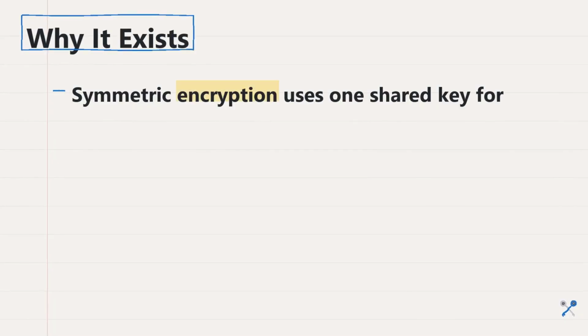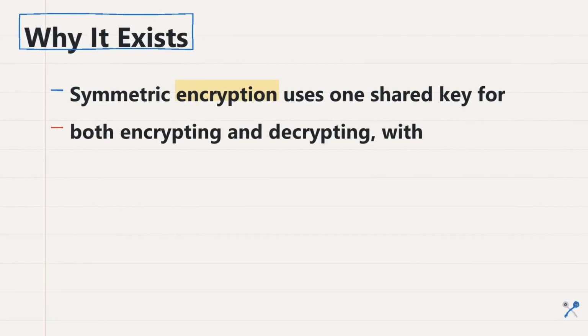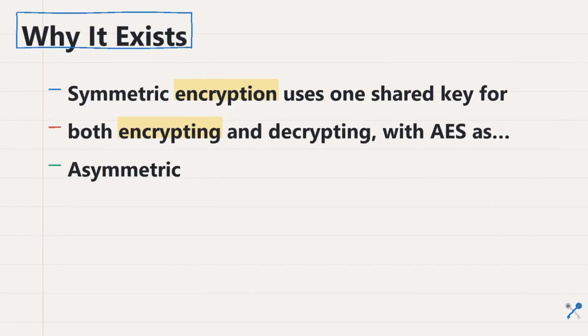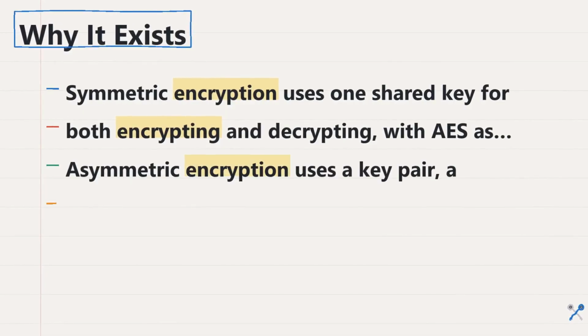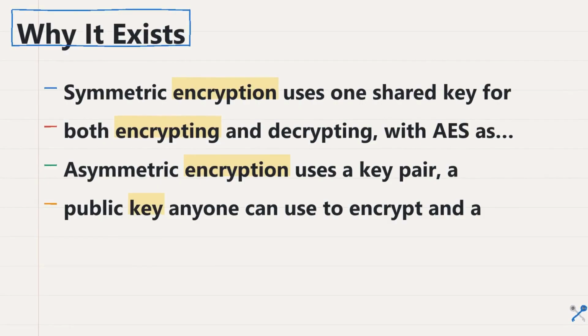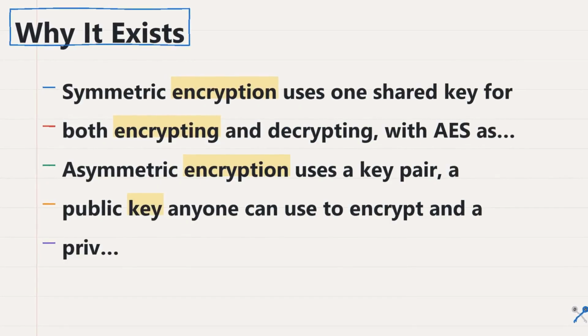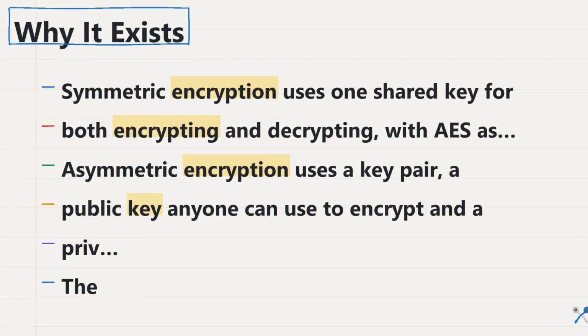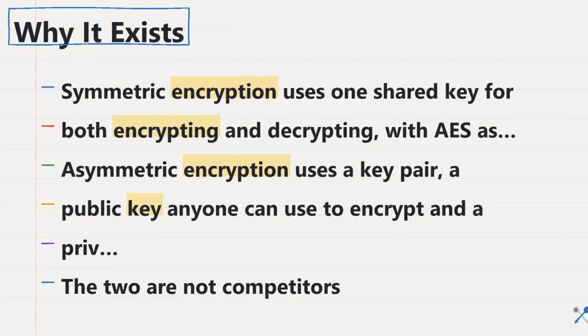Symmetric encryption uses one shared key for both encrypting and decrypting, with AES as the standard. Asymmetric encryption uses a key pair, a public key anyone can use to encrypt, and a private key only the owner uses to decrypt, with RSA and elliptic curve as the standards. The two are not competitors. They are partners in a hybrid design.